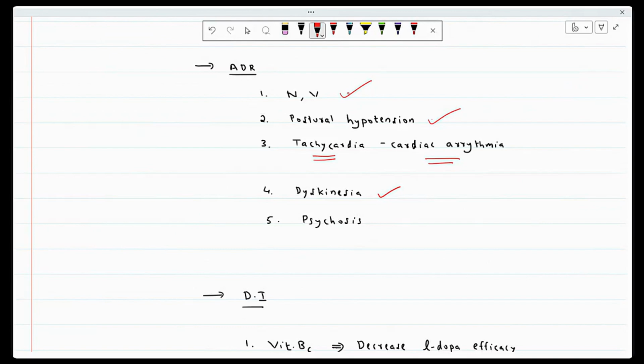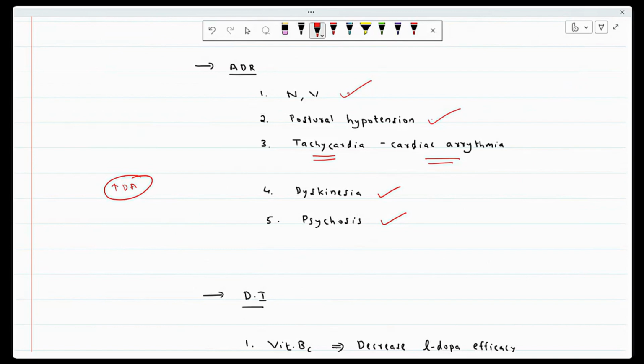Also, I told you we are trying to give levodopa, which will increase the dopamine level, correct? So if the dopamine level goes beyond a limit, it can result in psychosis. I told you in psychosis, increased dopamine will be there. So mood change or behavior abnormality can be observed when you are giving levodopa for a long term.